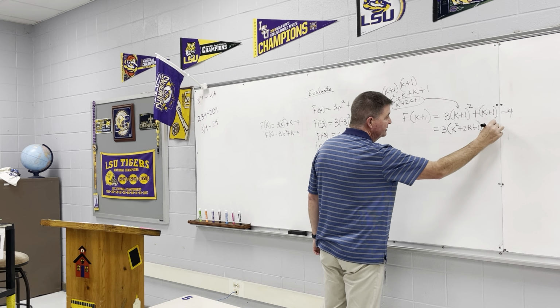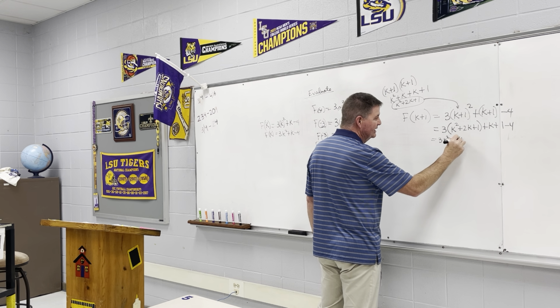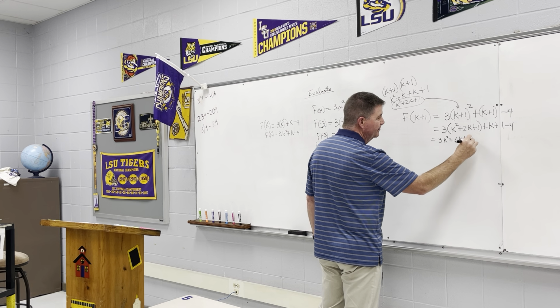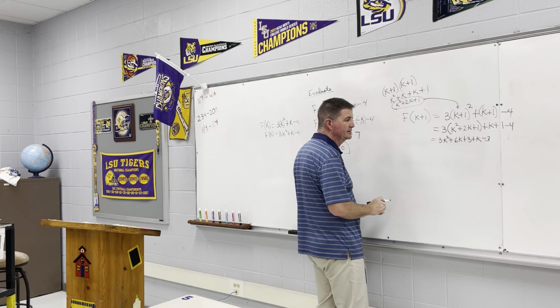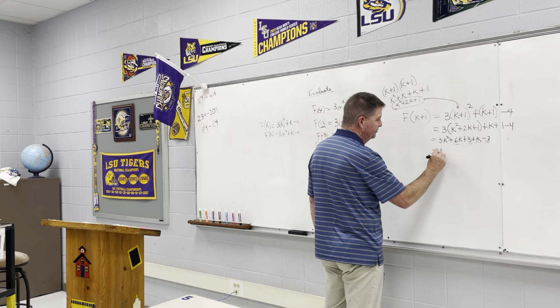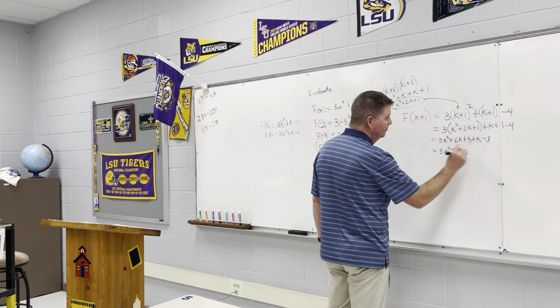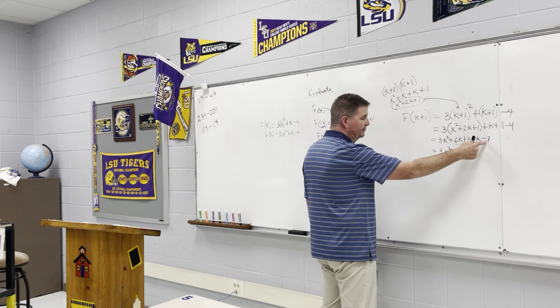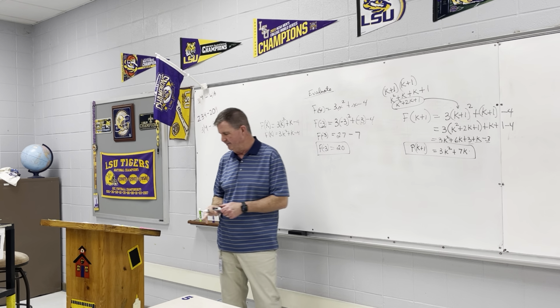Now I'm going to distribute. This gives me 3k squared plus 6k plus 3 plus k minus 3, because 1 minus 4 is negative 3. Now I'm going to collect my like terms, giving me 3k squared plus 7k, well, negative 3 and a positive 3 cancel out. So f of k plus 1 is 3k squared plus 7k.